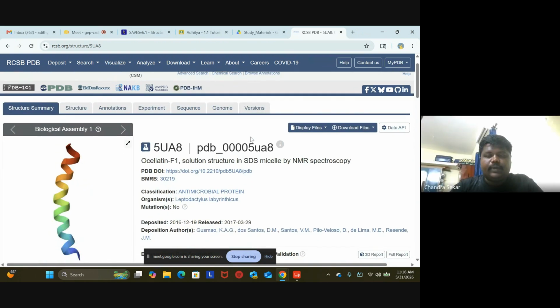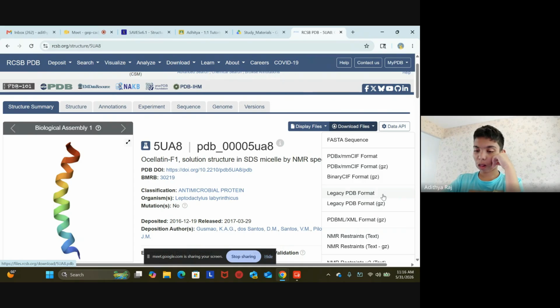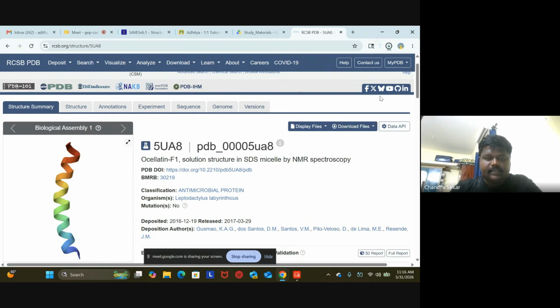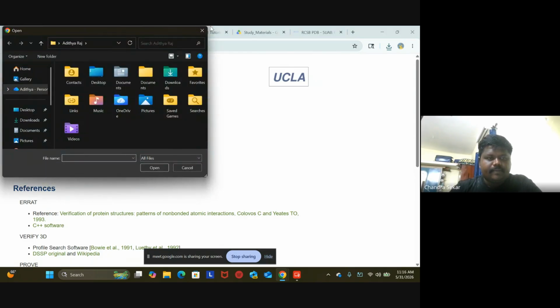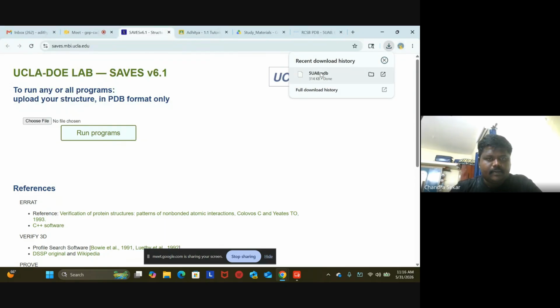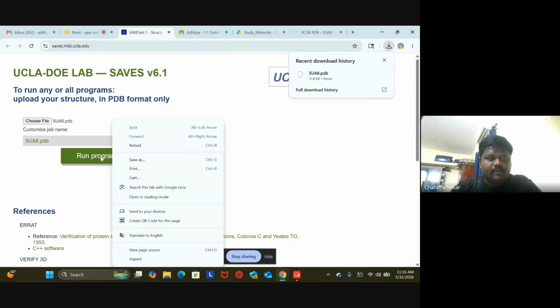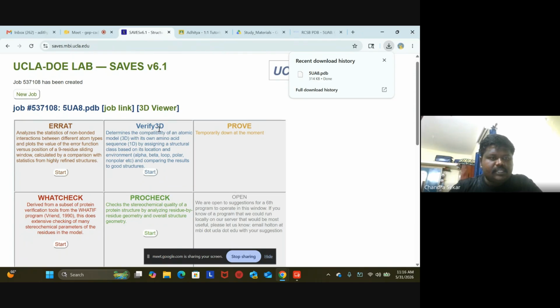Now you click download files. Click PDB, legacy PDB. Not the GC one, the one above. Just click, download. And now upload that file. I'm not sure whether it will work because it's a small file. Run programs. You just click PROCHECK.